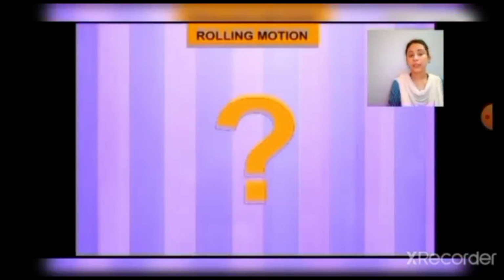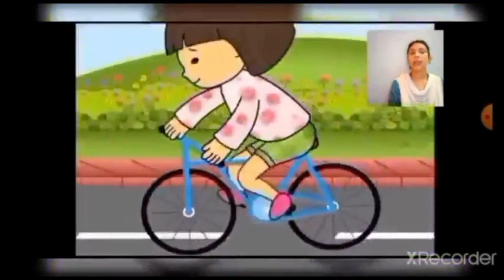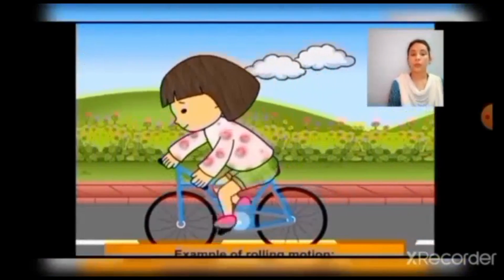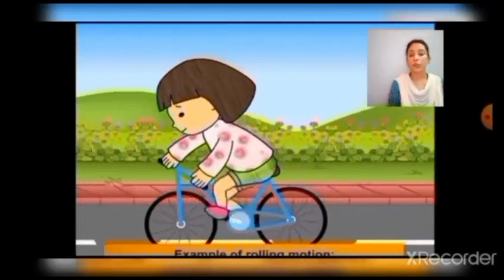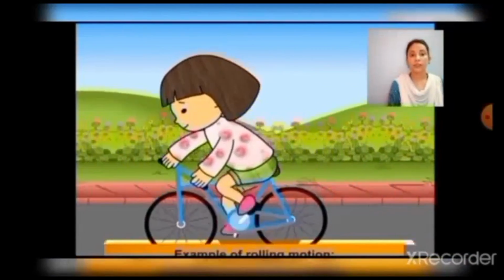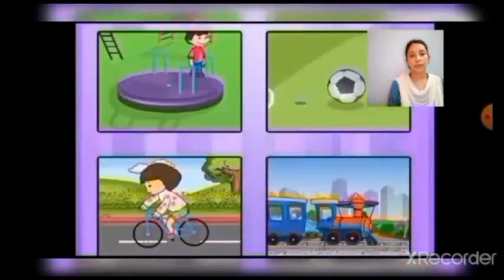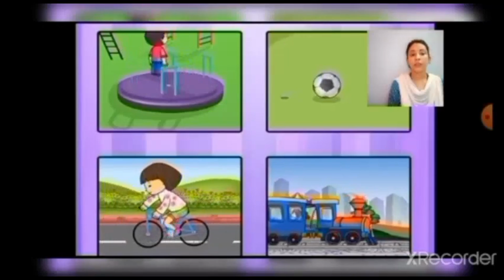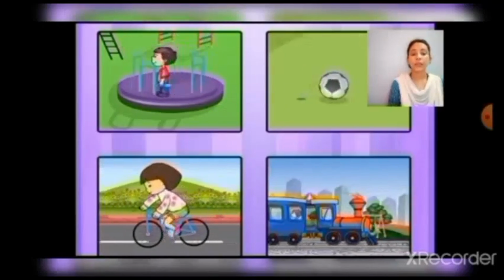Is there any other example of rolling motion? Yes, there are thousands of examples of rolling motion. One of the examples is again shown on the screen. The girl riding the bicycle. Movement of a train. It's going straight, but the wheels are moving in a circle.